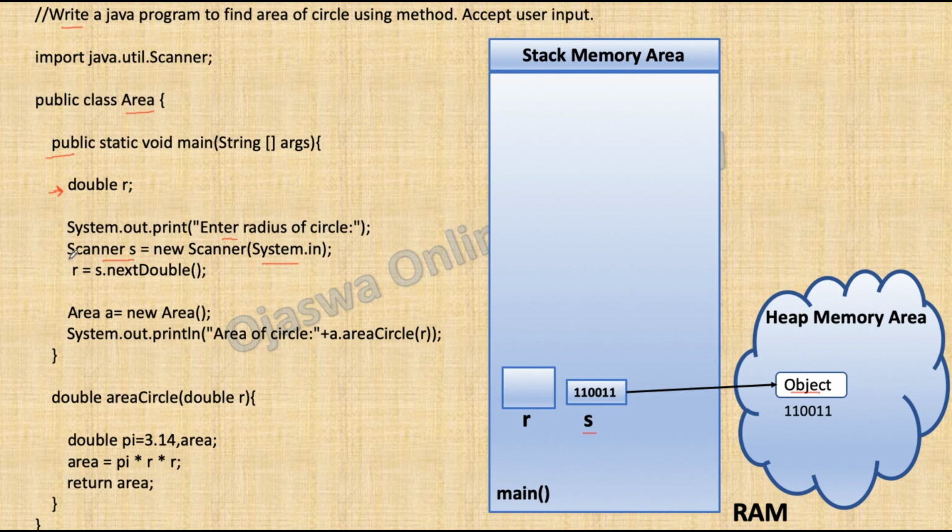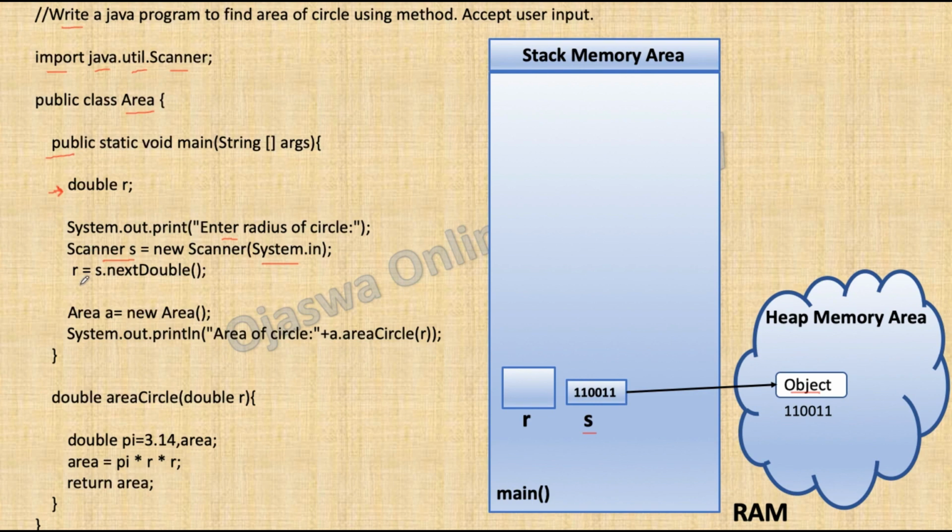We are using scanner class to accept the input from the user. This scanner class is a predefined class and you need to tell the compiler where this class is present. By using import keyword, we access the scanner class which is inside the util package, and util package is inside the java package. Hence we need to write import java.util.Scanner.